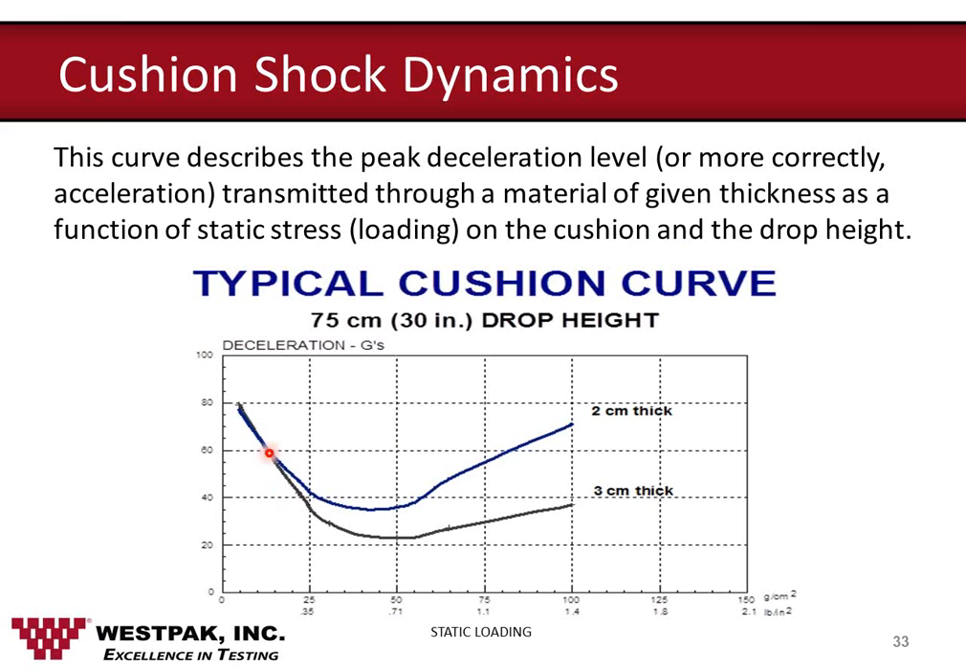As the loading on the cushion increases, an optimum range is reached where the transmitted deceleration level reaches a minimum. As the mass or loading on the cushion continues to increase, we see an increase in acceleration level because of the so-called bottoming of the cushion. Obviously, it's desirable to design and use cushion materials in the optimum range, often called the belly of the cushion curve, right here.